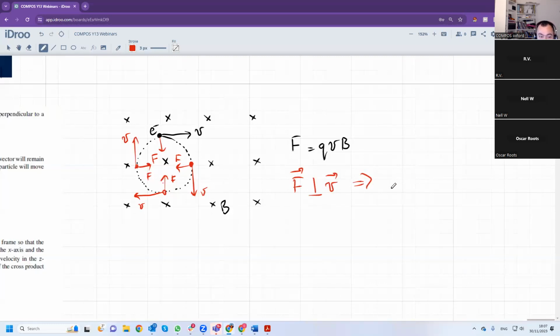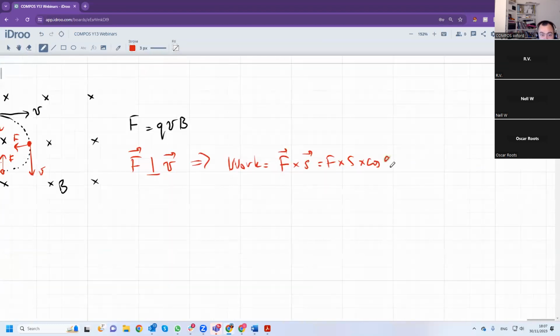And that means that the work is force multiplied by the displacement S, which is equal to F multiplied by S multiplied by cosine 90 degrees, because they're always perpendicular, and cosine 90 degrees is zero. So that is zero. So the work done on the particle is zero. That means the change in kinetic energy of the particle is also zero.